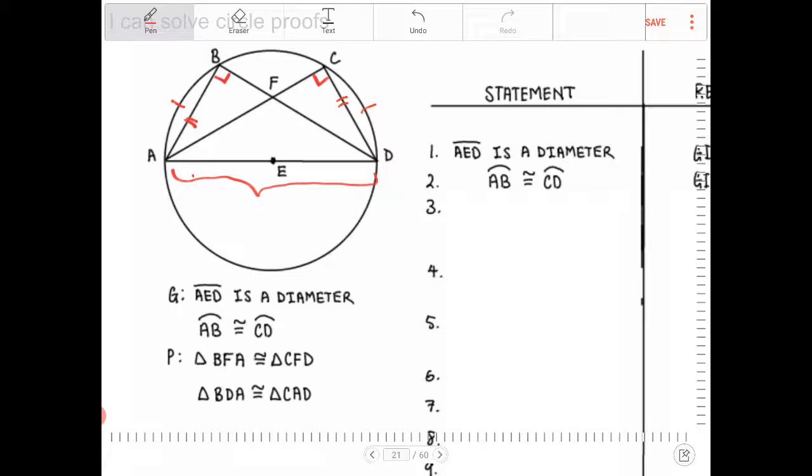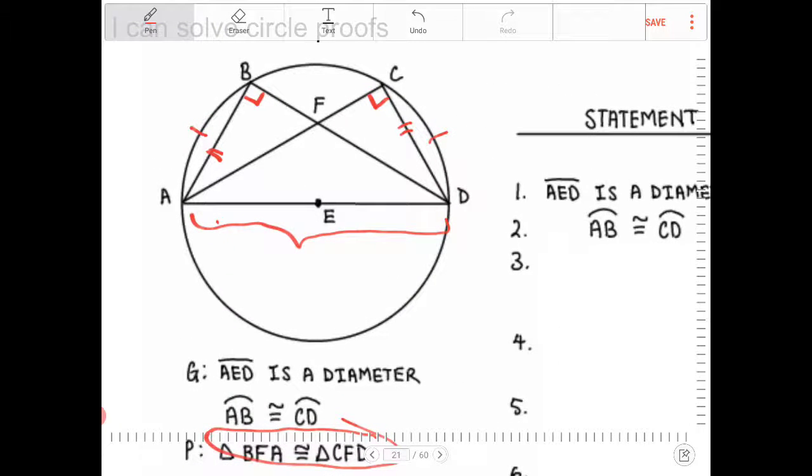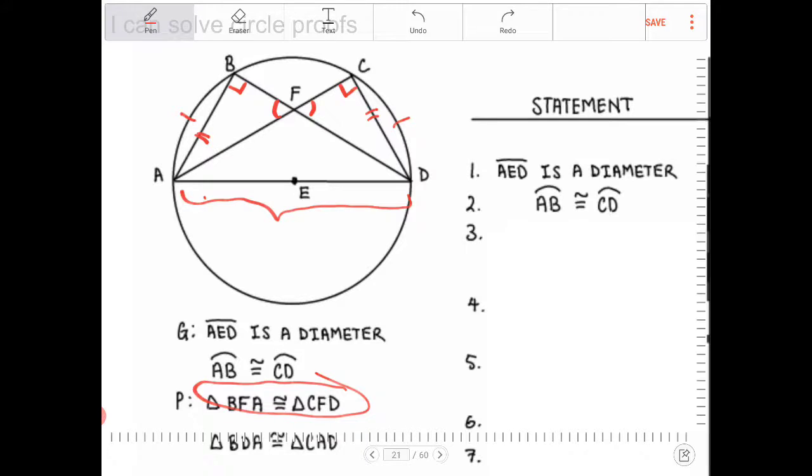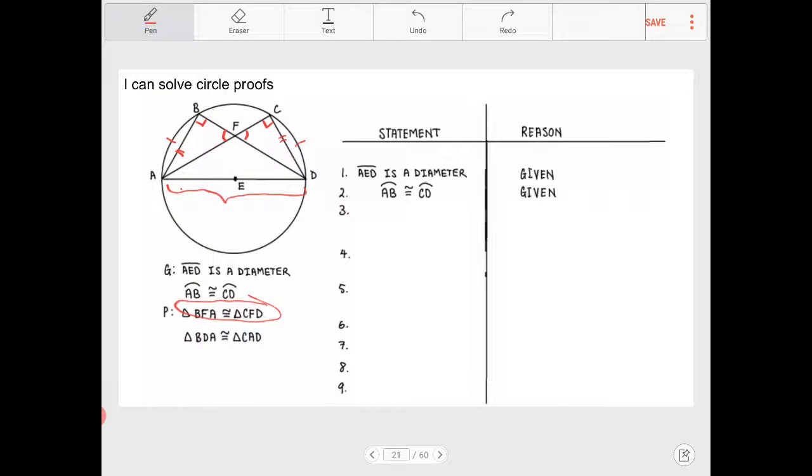And then I have another pair of triangles I need to prove congruent here. I have BFA congruent to CFD. So no worries, okay? I know that these two angles must be congruent to one another because they are vertical angles. And since I have vertical angles there, and I have angle B congruent to angle C, those are another pair of angles. Triangle BFA and CFD are going to be congruent because of angle, angle, side. Let's take a look at this now.